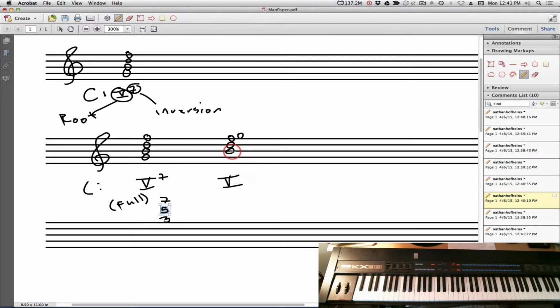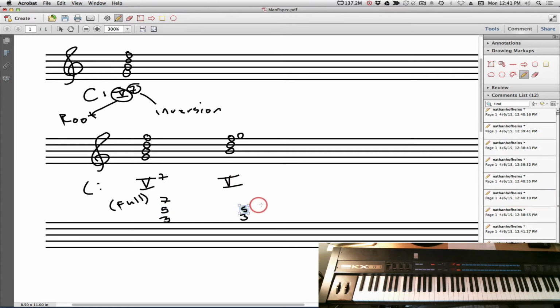And what intervals do we have above the bass? We've got a third, we've got a fifth, and a sixth. So we've got a third, a fifth, and a sixth above the bass instead of a third, a fifth, and a seventh. So let's hold off, and I'll show you what we call that.